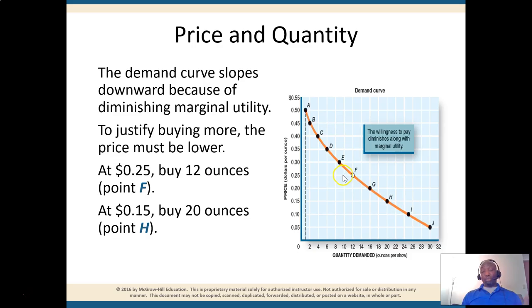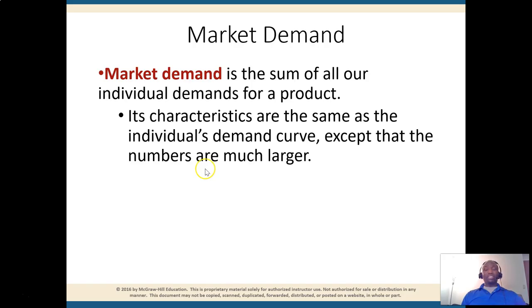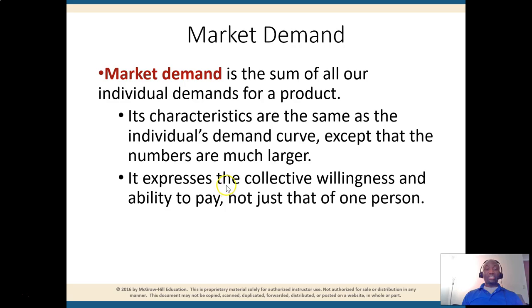So that kind of shows you a little bit how the diminishing marginal utility is related to the law of demand. Okay, the law of demand says that the more the price goes down, the more the quantity increases. So you want me to buy more, then the price has to go down. And if you want to look at the market, demand is just the summation of the individual demand. So if John has his own demand, Alicia, Draman, Omar, then you have to sum up those individual demands. That is the market. The market is the total dimension. So it's the collective willingness and ability to pay, not just one person here. Okay, so that's the market demand.